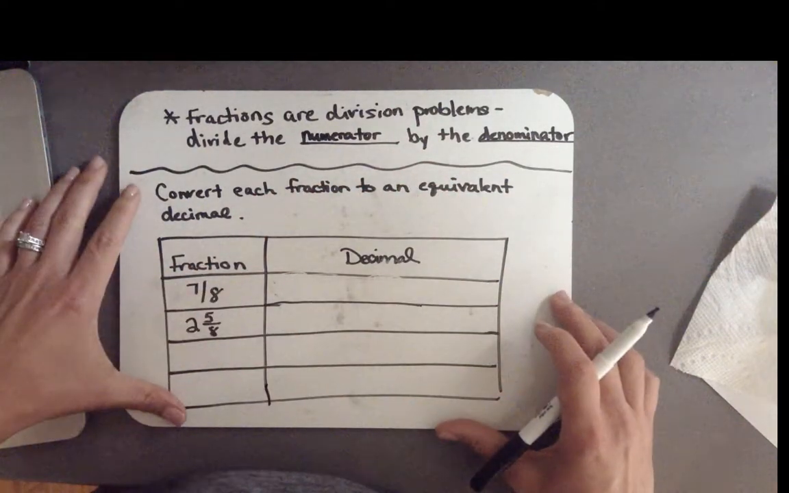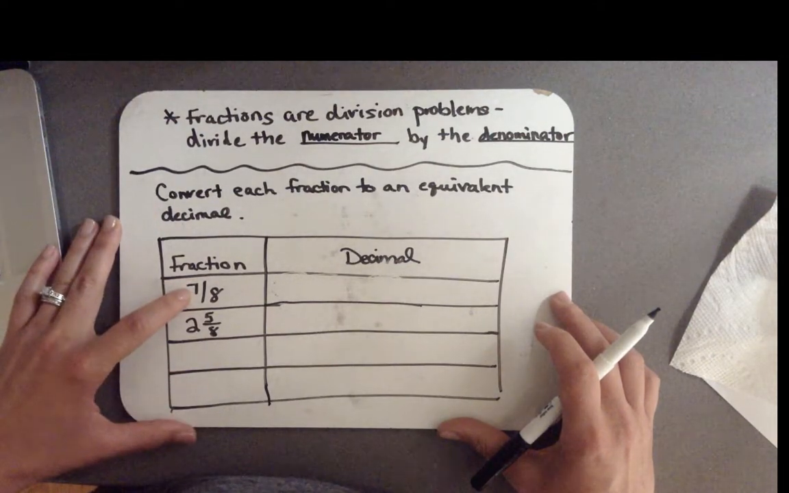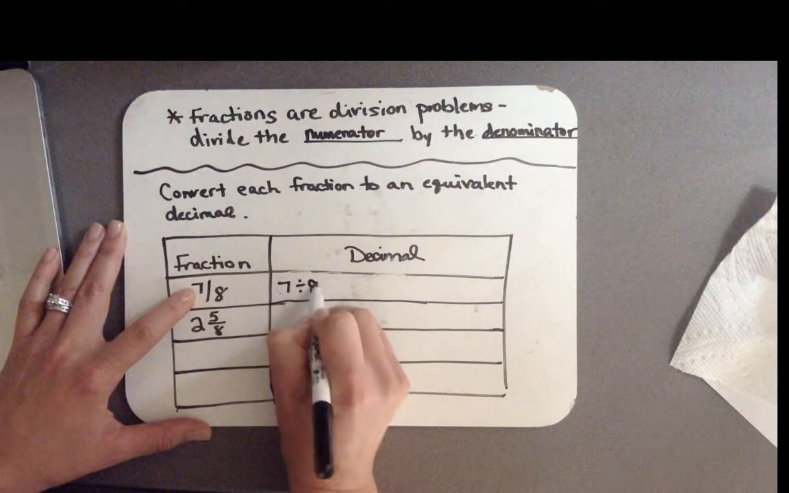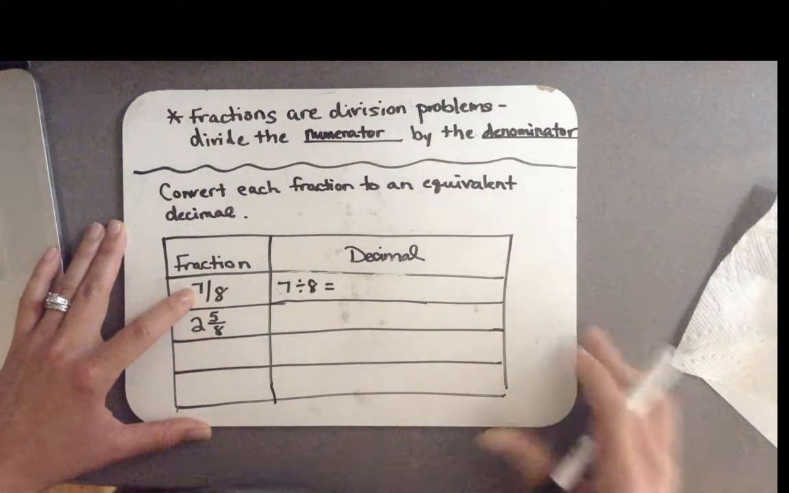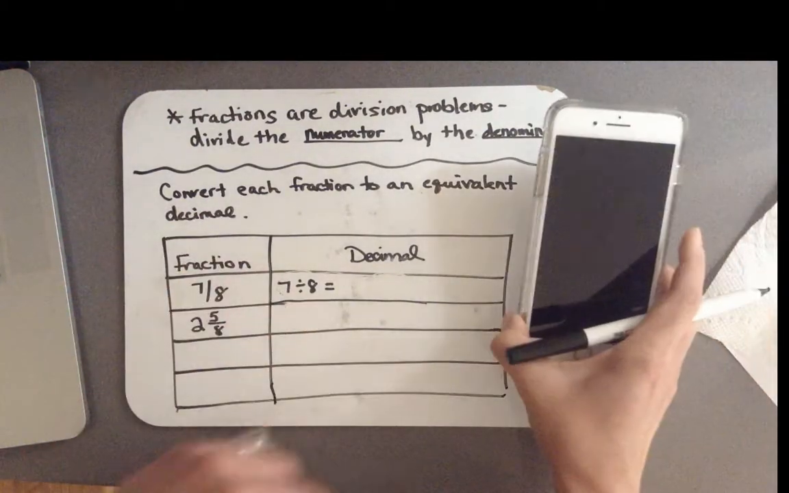So now we're going to convert. Convert just means to change. Our first fraction is 7/8. We need to divide the numerator by the denominator. So let's do that. If you don't have a calculator next to you, go ahead and find one.